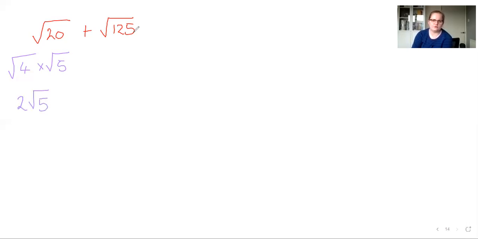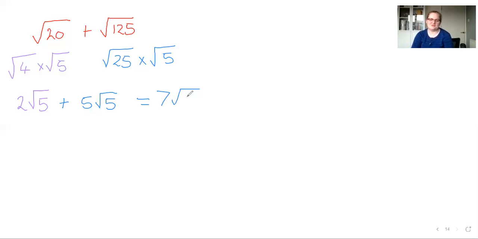Deal with 125 over here. From before, we know that 25 goes into 125 and it goes in 5 times. So we're going to have root 25 multiplied by root 5. So we end up with this as our equation. Then we can simplify this down to 5 root 5. So we've got the same base numbers now. Because we've got the same base numbers, we can add our integers together and we would have 7 root 5.